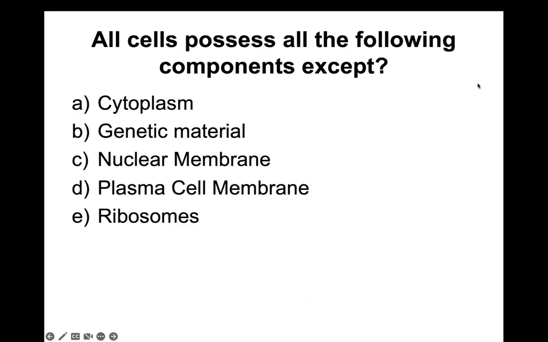All cells possess all of the following components, except which do cells, so I'm talking plant, animal, and bacteria. What do they all have? Or which one doesn't belong? Which one is not in all three? Maybe I should word it that way. Okay. Couple guesses. Good. Thank you.